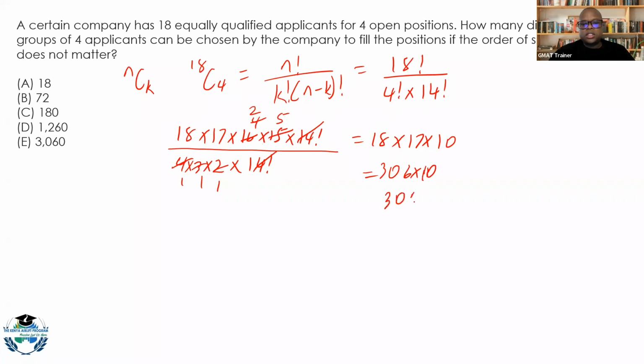That gives you 3,060 ways of picking four applicants out of the larger group of 18 applicants. That is choice key.